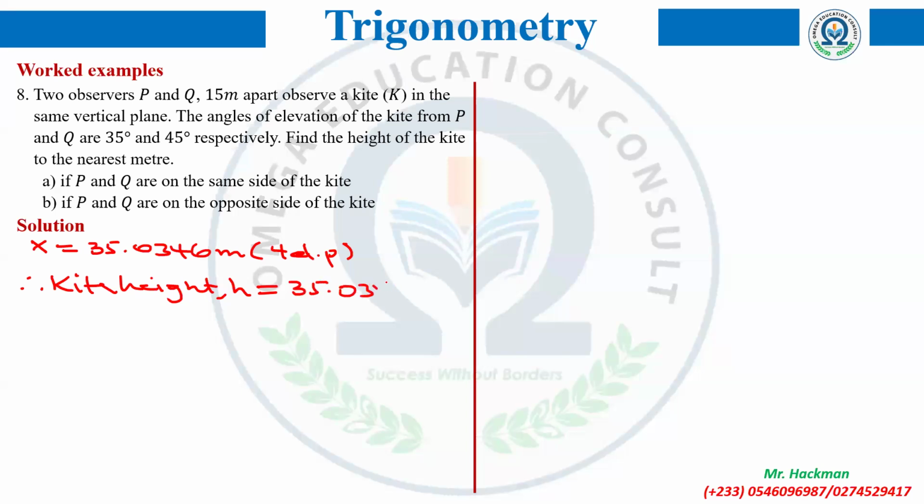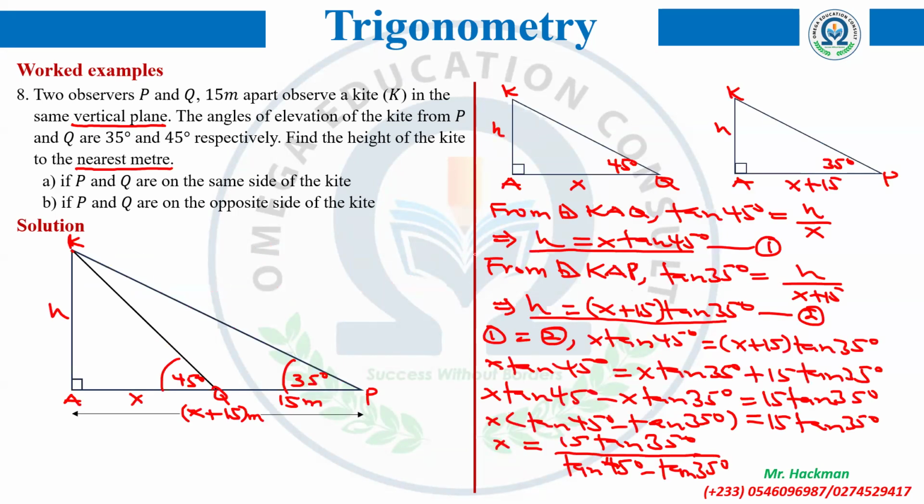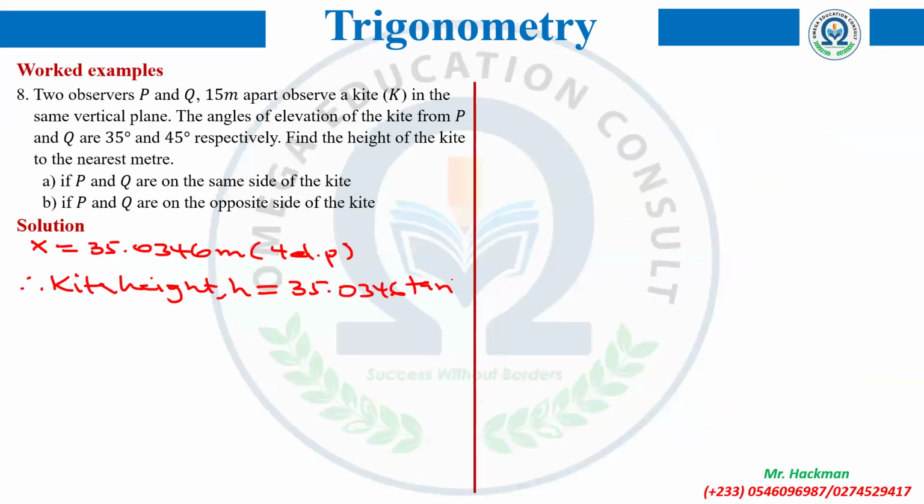Then it's tan what? If you go back, you see that the tan is of 45 degrees. So we are going to get tan 45 degrees. I'm waiting for you to give me your answer. 35. Because tan 45 is 1, very soon you will know the special angles. So that will still give us 35.0346.